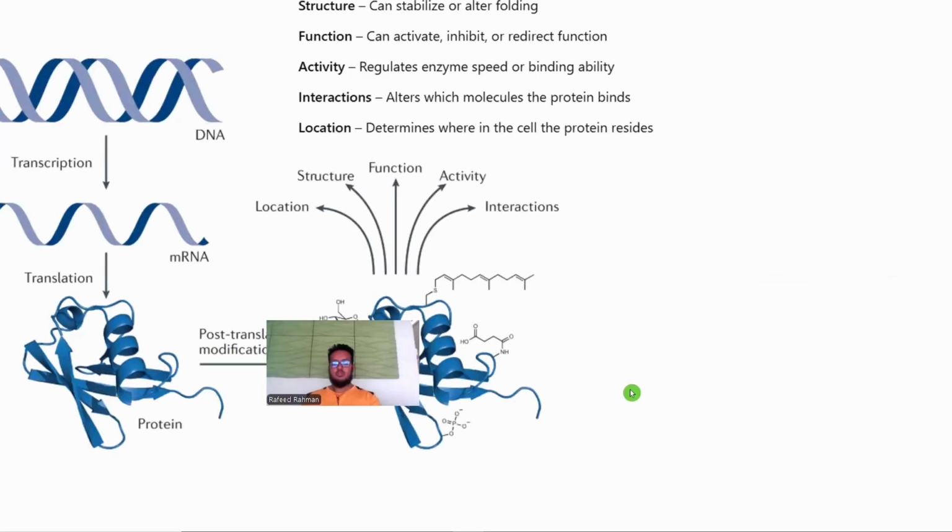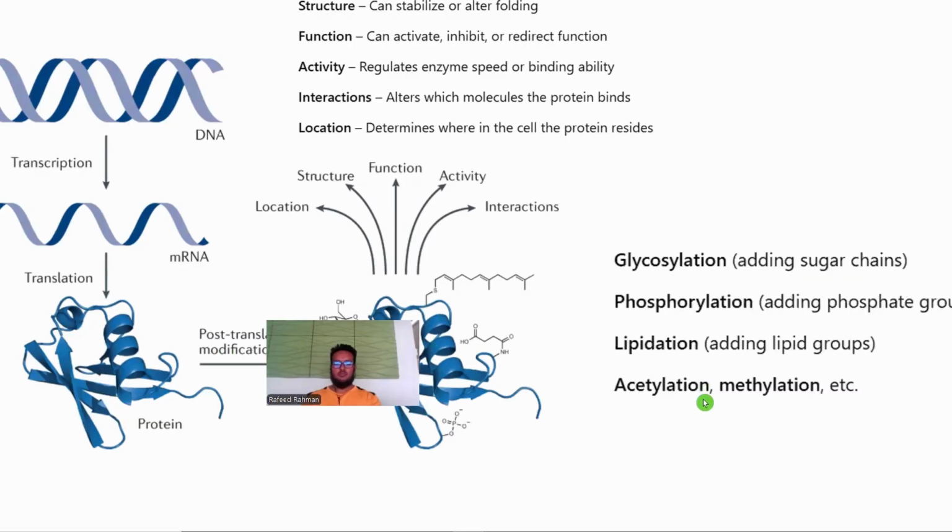Some examples of PTM can be these 4, 5. Obviously there are many more, but these are some major modifications, like glycosylation, which adds sugar chains. Then phosphorylation, which adds phosphate groups. Then there is lipidation, which adds lipid groups, and then the protein can come into the membrane and perform its functions. And then there are also acetylation and methylation, which are epigenetic modifications. So that is all about the proteins.